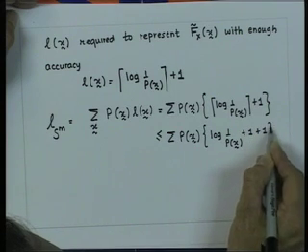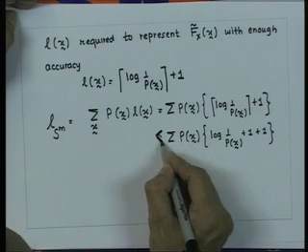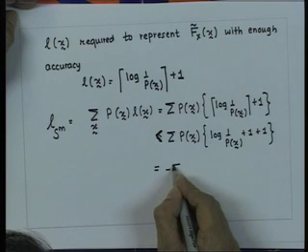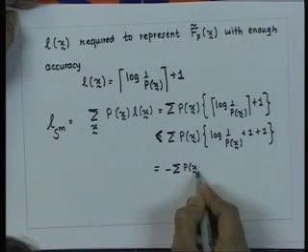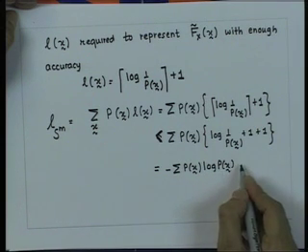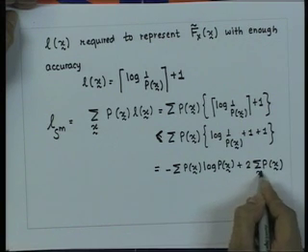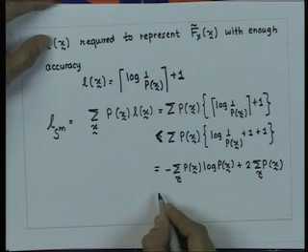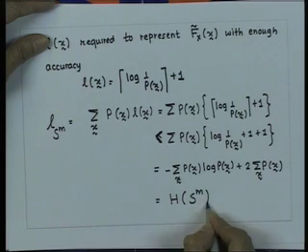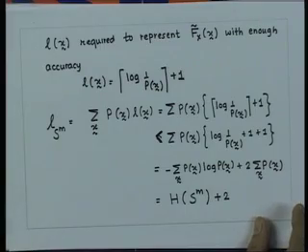In fact, this is strictly less than, and this can be simplified as equal to Px log Px plus 2 summation over Px. These are the summation over all the sequences. So, we get, this is by definition the entropy of the mth extension of the source plus 2.